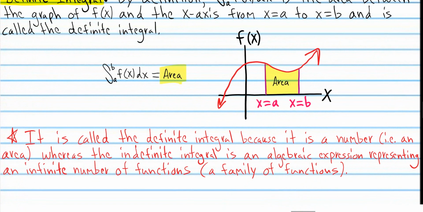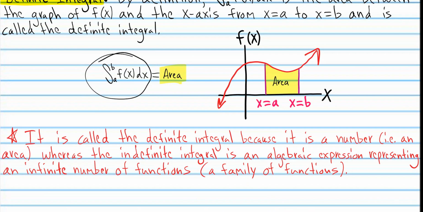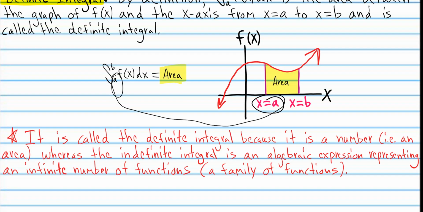So this is the notation that we're going to use from now on to indicate the area under the graph of f of x, specifically the area between f of x and the x-axis from x equals a to x equals b.